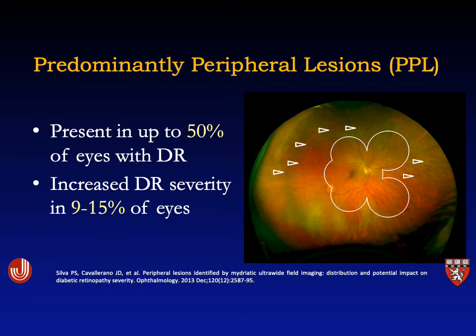And it's usually associated with an increased DR severity grading in 9 to 15% of eyes, meaning that, for example, there might be an eye that you would call mild, but if you looked at the extended fields and you found lesions and you looked at that quadrant, you would probably upgrade the diagnosis to moderate given the increased number of lesions present in that entire field.